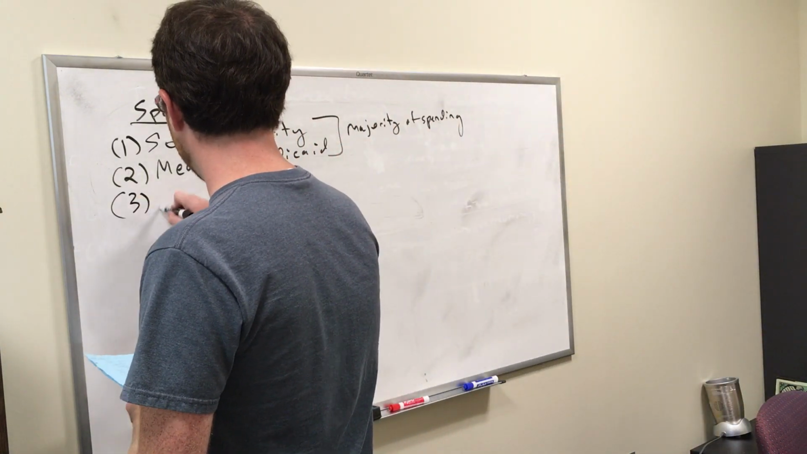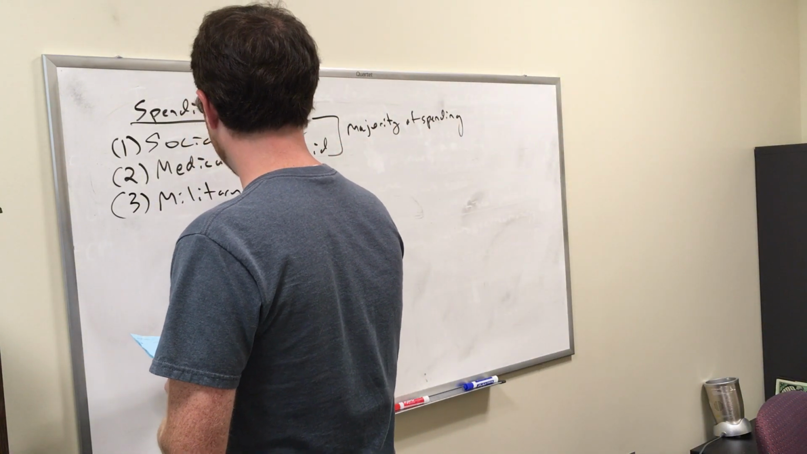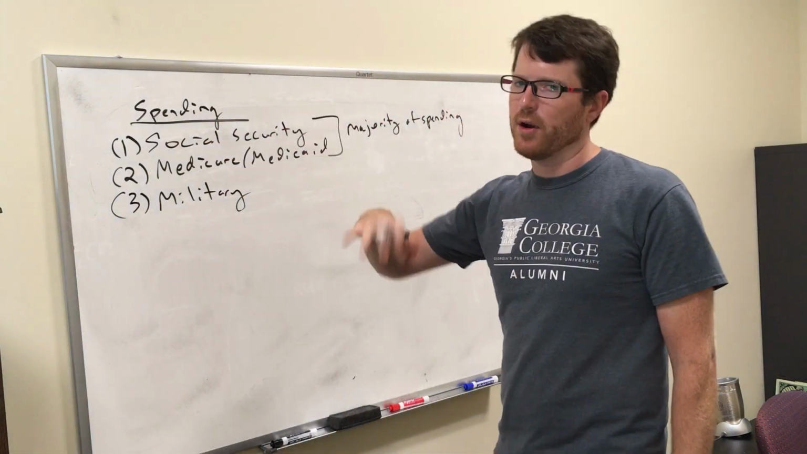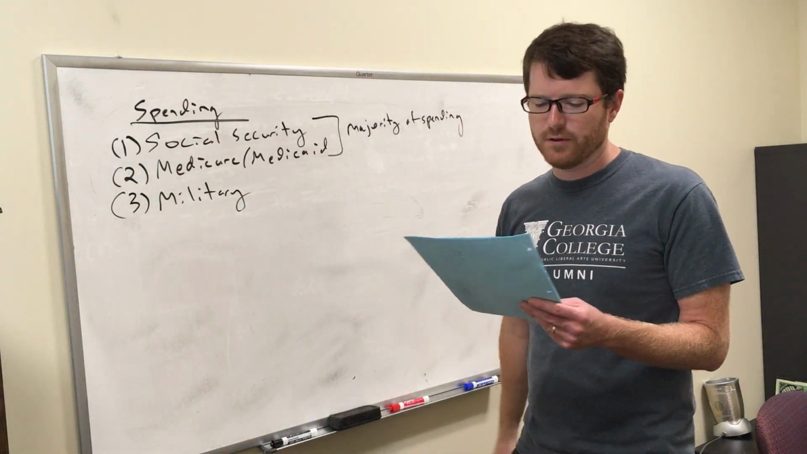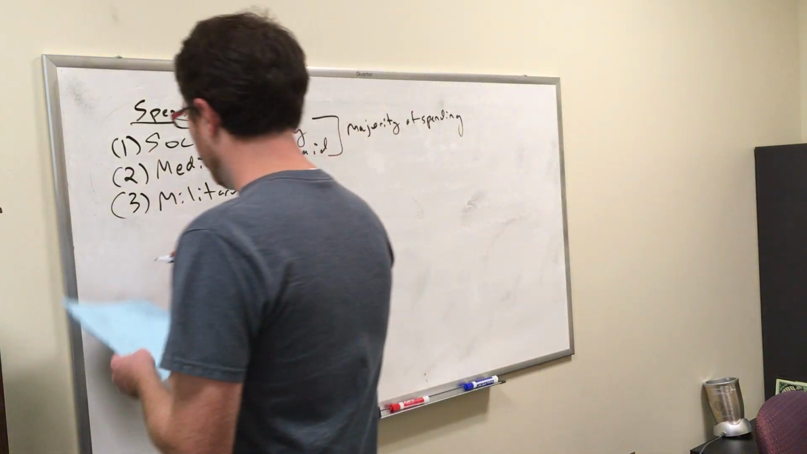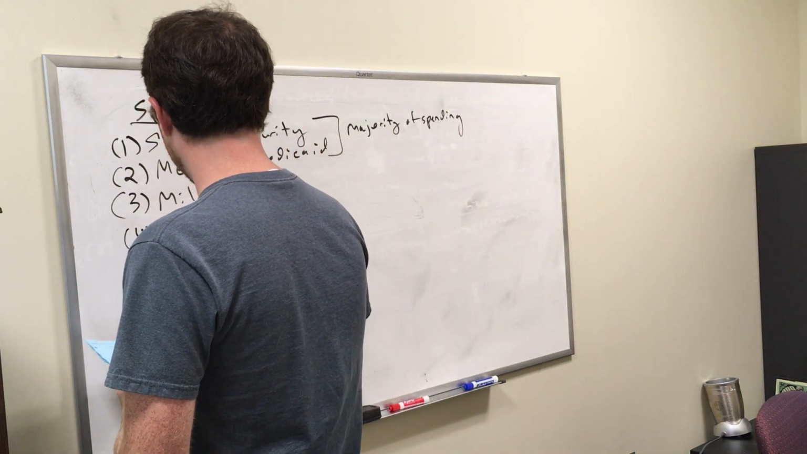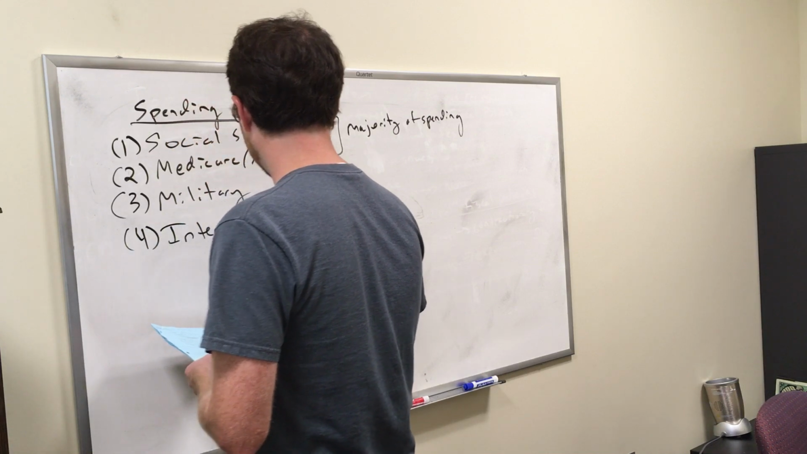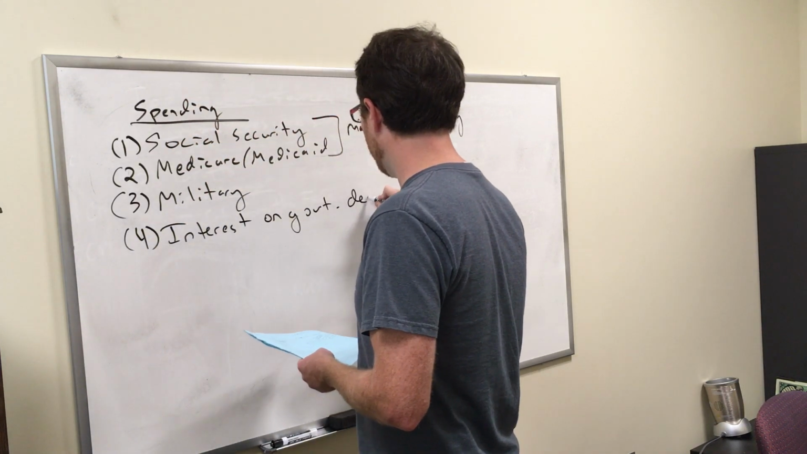Other sources: the military is number 3. Military spending varies greatly from year to year, and I'm looking at data from probably 2016, so it's third on the list. And then a fourth one here is interest on governmental debt. This is the scariest one.